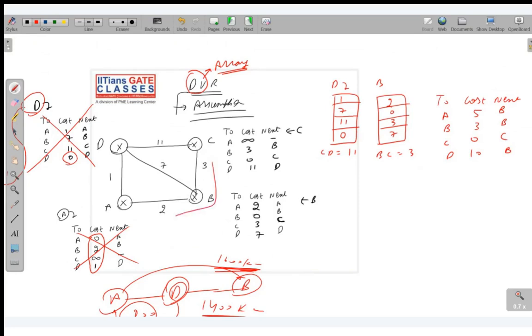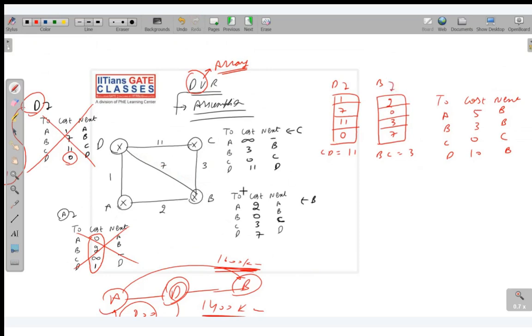So C to A, we are taking 5 via B. You can check it out, it is the better option. And C to B, we are taking 3 only. And C to D, now this is the beauty: C to D, 3 plus 7, that is 10. Like this you will go.